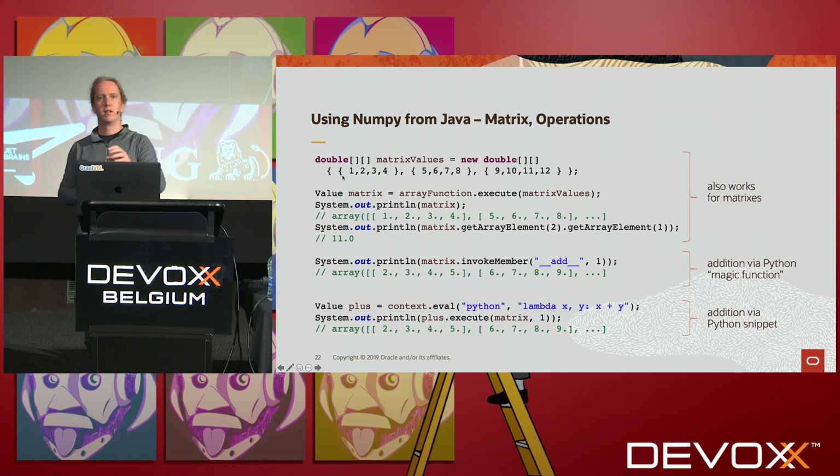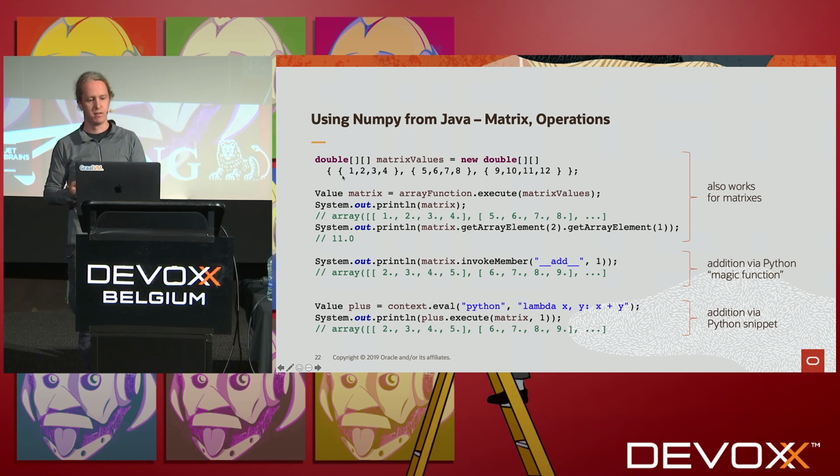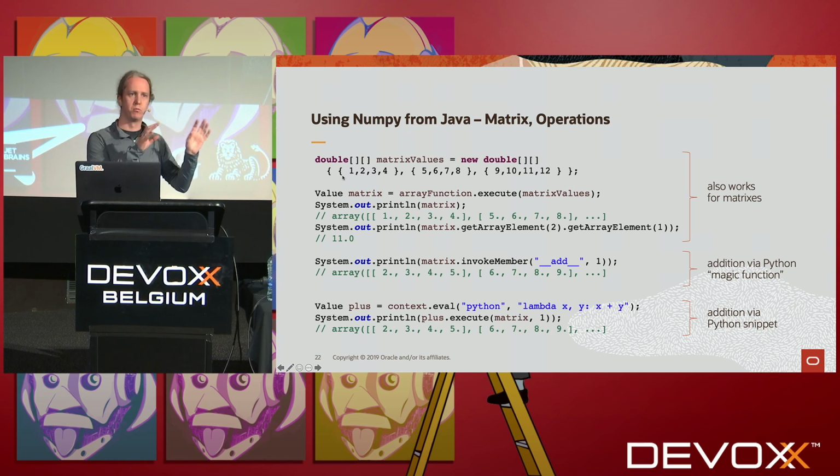What makes NumPy arrays so interesting is that they implement a lot of functionality, a lot of operations on them. For example, you can add a scalar value to a matrix, and then it's going to add this value to every element of the matrix. I can do this in several ways. The first one here is by calling the magic function in Python. The array class has a member that's called __add__. So I can just call that, give it the scalar, and it's going to do the addition.